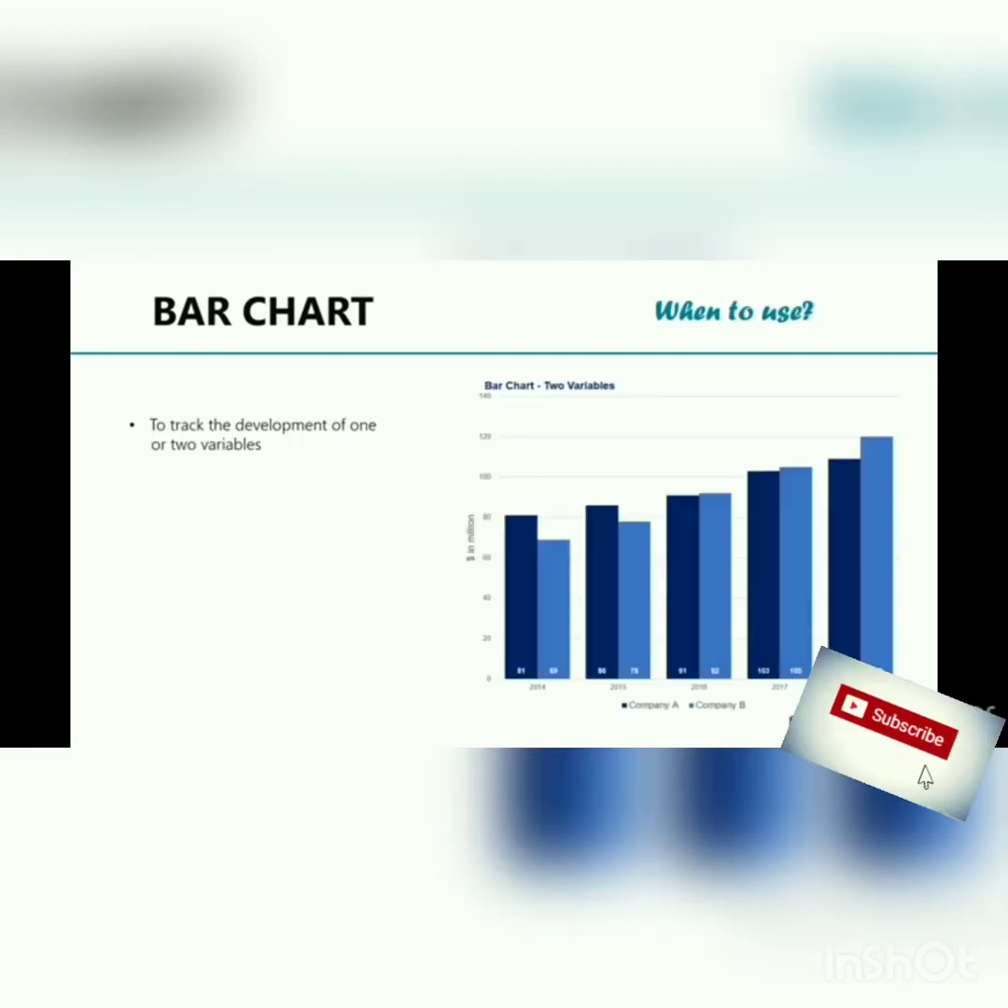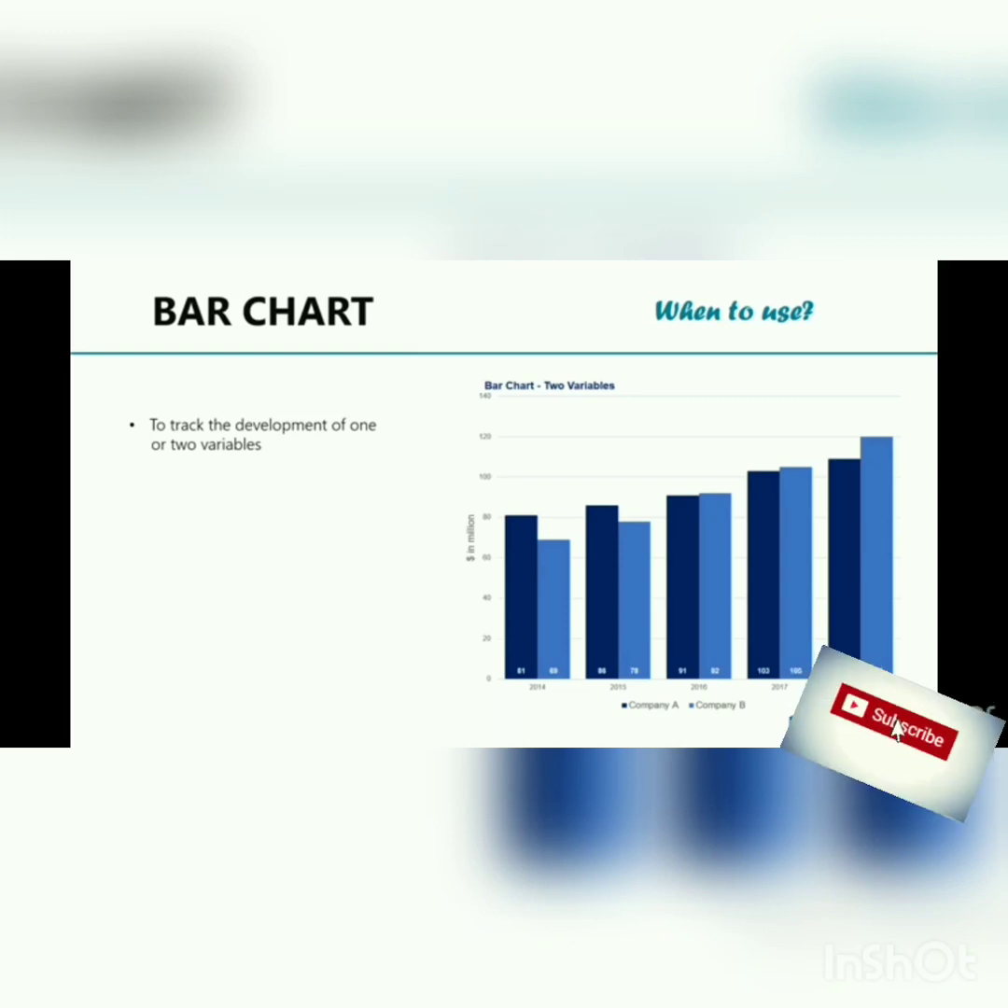When to use bar charts. So, bar charts are nice, but limited. We have to consider the type of data we want to visualize and the number of variables that will be added to the chart. Bar charts are great when we want to track the development of 1 or 2 variables over time.